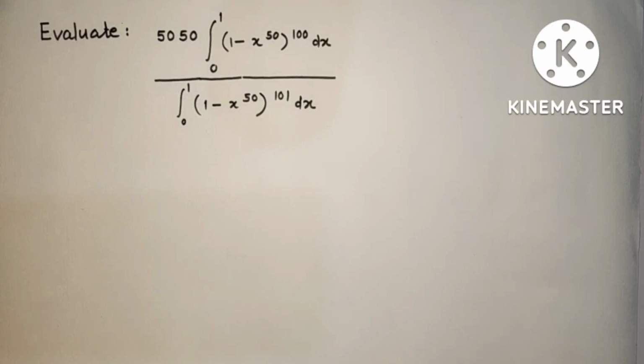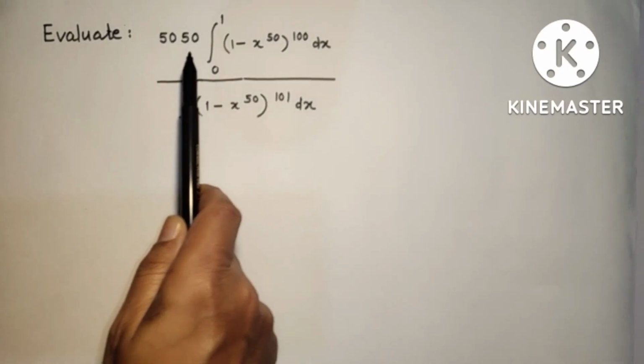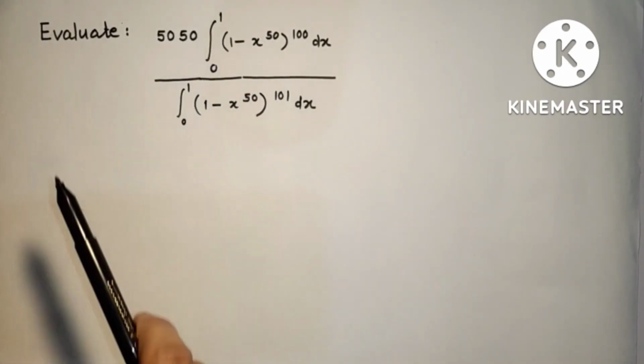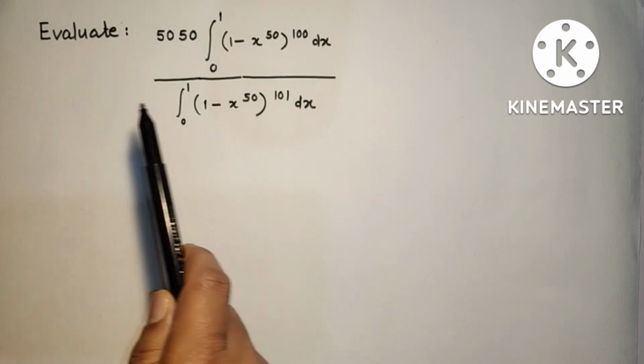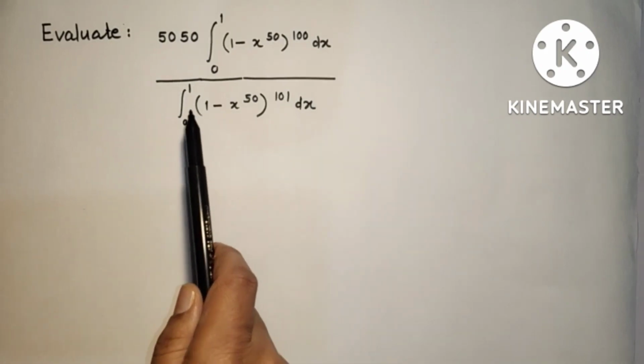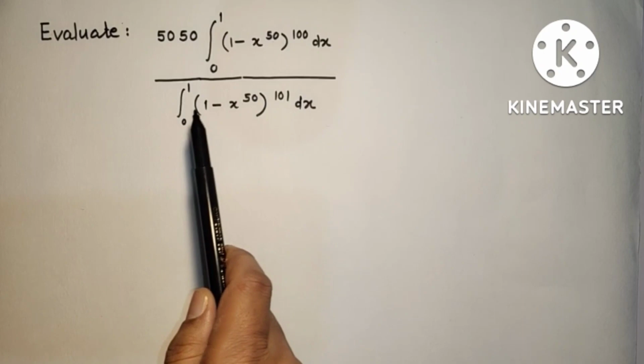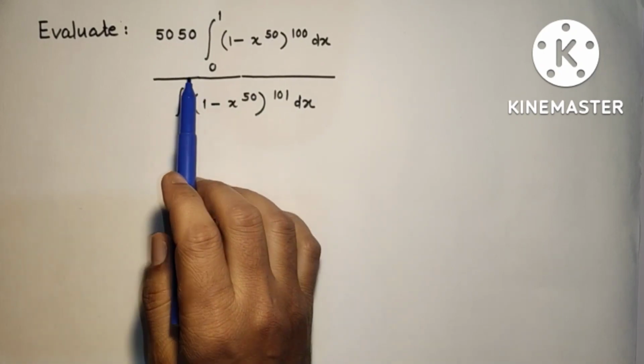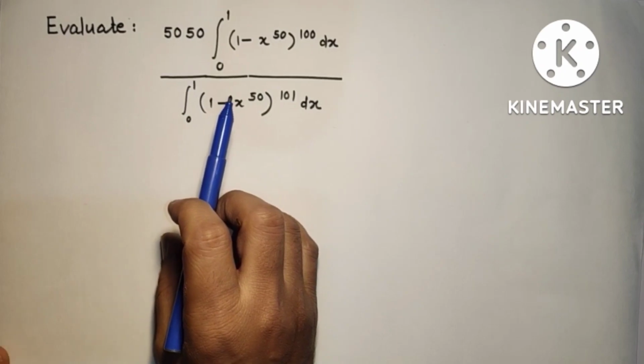In today's video we will discuss this tricky definite integral problem, and the problem is this: 50 into the integral from 0 to 1 of (1 minus x raised to the power 50) whole raised to the power 100 dx, upon the integral from 0 to 1 of (1 minus x raised to the power 50) whole raised to the power 101 dx. This is a quite challenging and tricky problem.